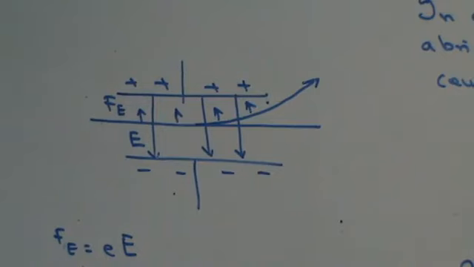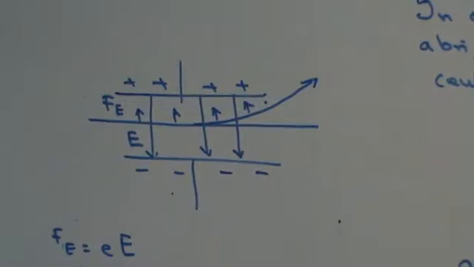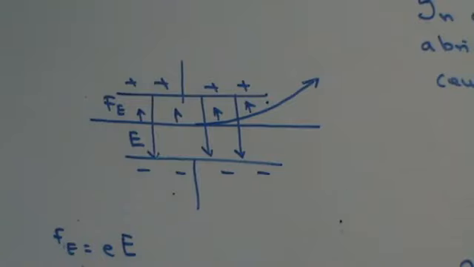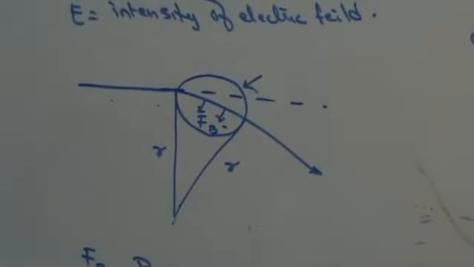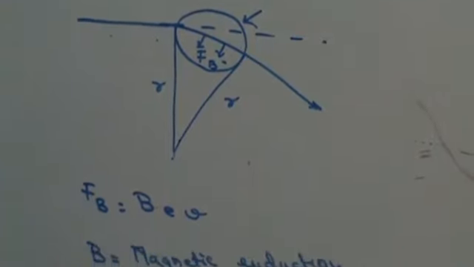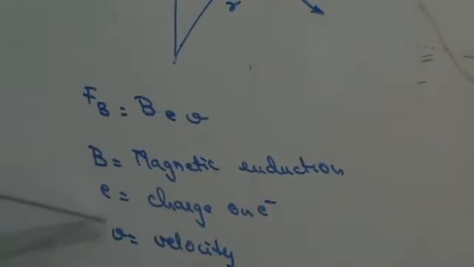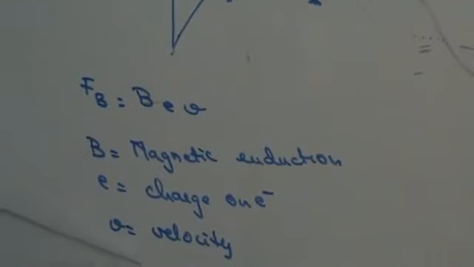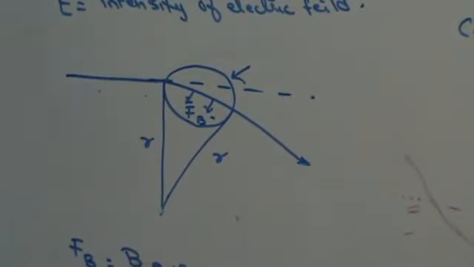Then move on ahead. Also due to the magnetic field, FB is equal to Bev, where B is the magnetic induction, e is the charge on the electron, and v is the velocity at which the particles are moving. Leave space for copying this diagram.